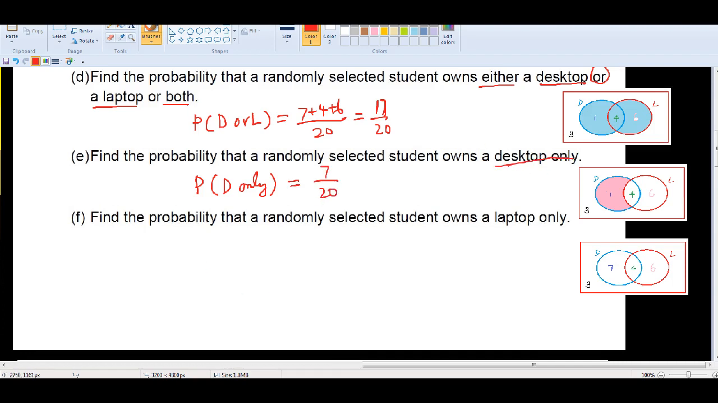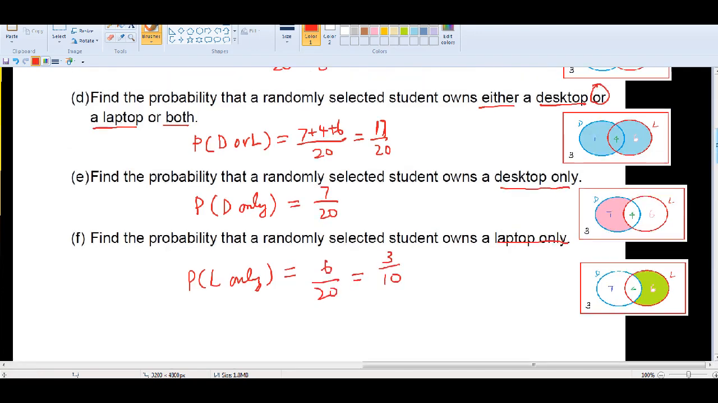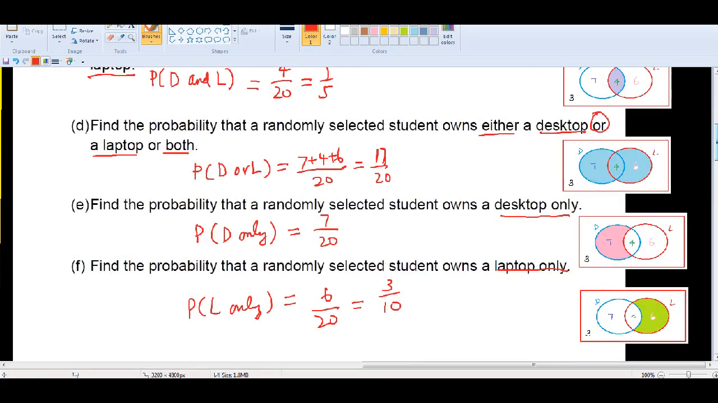And the next one would be laptop only. So laptop only should be this one, only laptop but no desktop. So it should be 6 of them divided by 20, and this one needs to be simplified by using a calculator. Good.